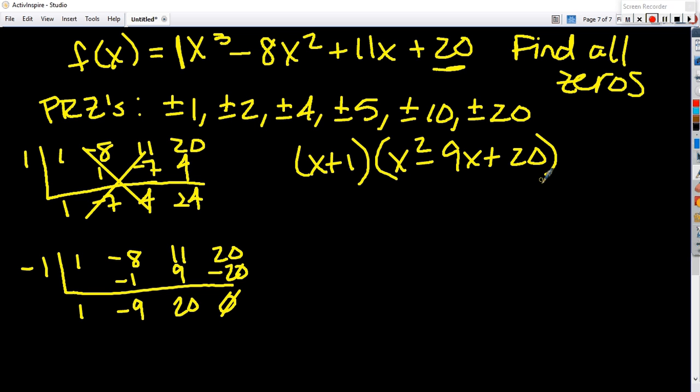No, it's still going to be -1. The 0 is -1. You change the sign to write a factor. Wait, so if you're just trying out numbers and you try -1 and it works, you can still put 1? Yes. See, I tried -1, it worked, so I put +1 here.